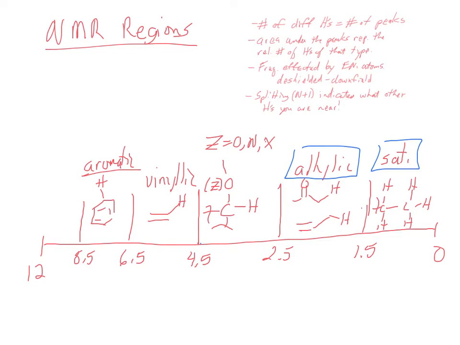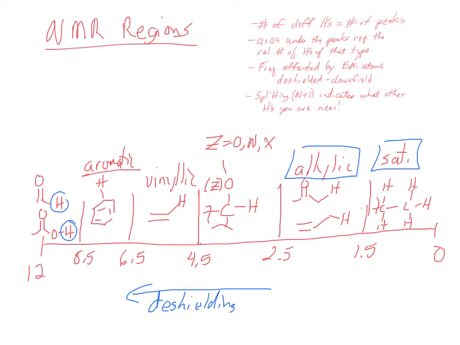And then anything beyond that, there are 2 kind of weird ones: aldehydes and carboxylic acids. Both of these H's are way out, between 9 and 12. They're out past there. So aldehydes are pretty deshielded. So this is deshielding, downfield. The more downfield you are, the more deshielded you are.